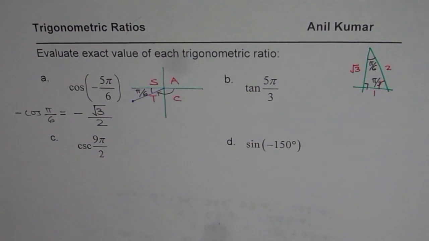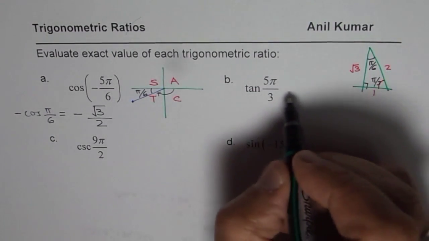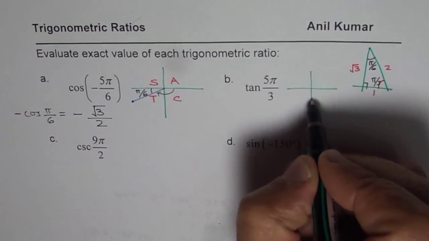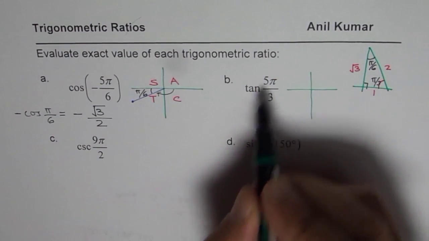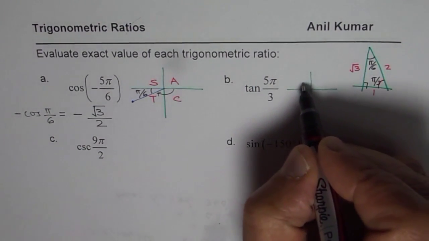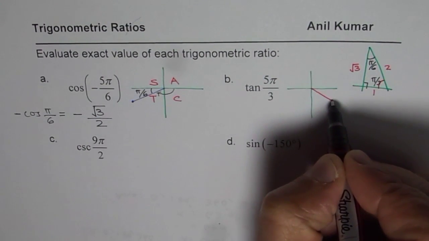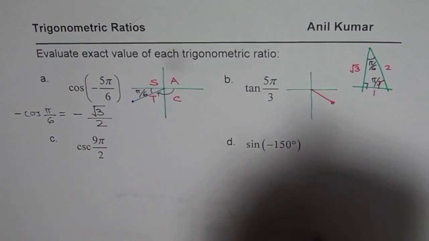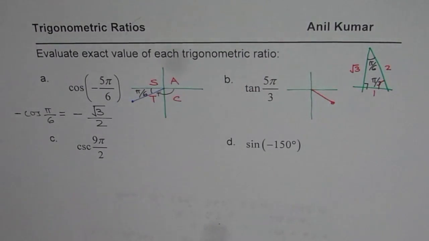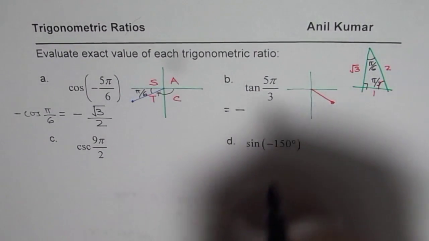Now you can pause the video, apply the strategy, and answer rest of the questions. Here is solution for tan 5 pi by 3. So let's first sketch and see in which quadrant we land. 5 pi by 3 means pi divided into 3 portions, 3 more, 6. This is the fifth one, so kind of here, right? So you are in quadrant 4. In quadrant 4, tan is negative, right? So we can get this as negative value.